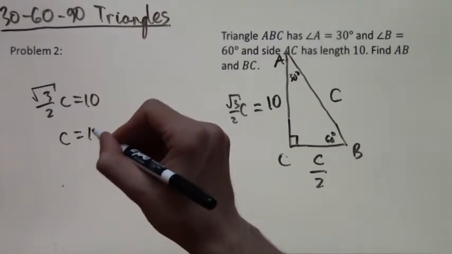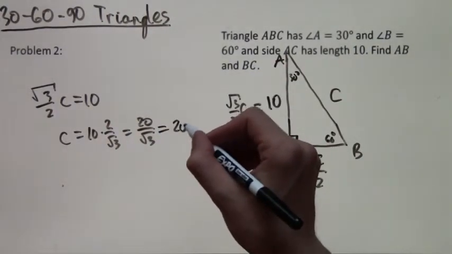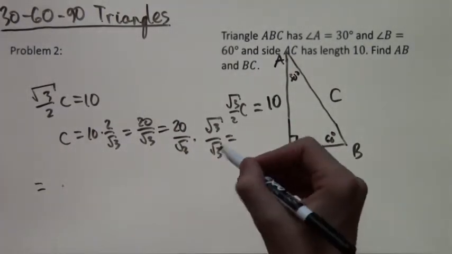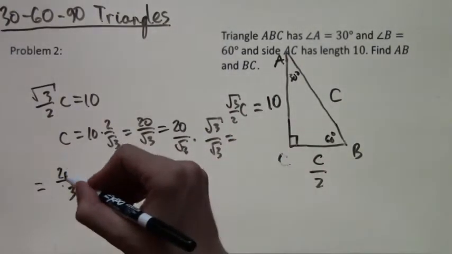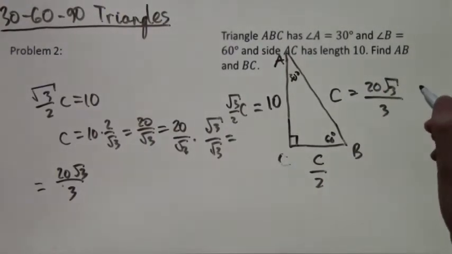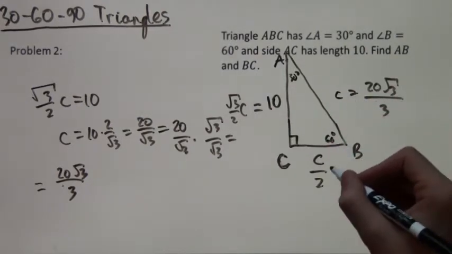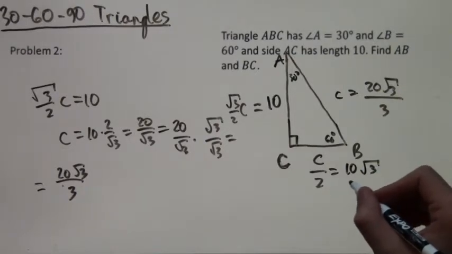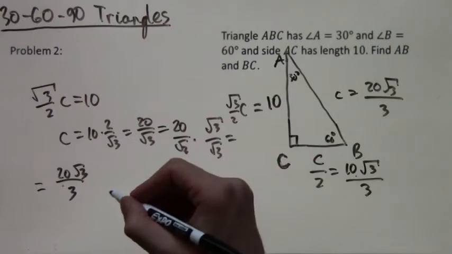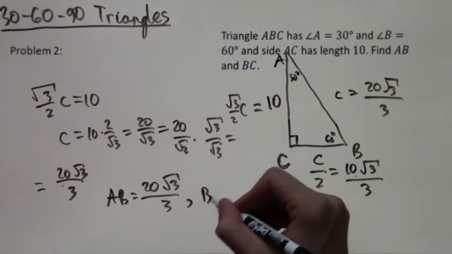As before, we solve this for c. We get 10 times 2 over root 3, which is 20 over root 3, and then I rationalize the denominator. So I multiply by root 3 on top and by root 3 on bottom, and I get 20 root 3 over 3, because square root of 3 times square root of 3 is just 3. That gives us c, the length of the hypotenuse. Now, of course, BC has just length half of that, just like in the last problem. So BC has to have length 10 root 3 over 3, because we just divide 20 root 3 over 3 by 2. So these are our two answers. AB is equal to 20 root 3 over 3, and BC is equal to 10 root 3 over 3.